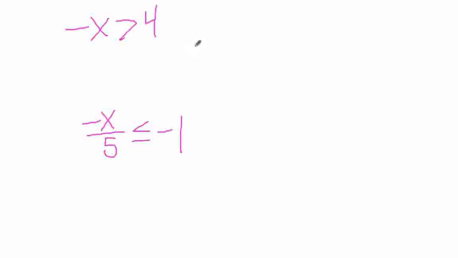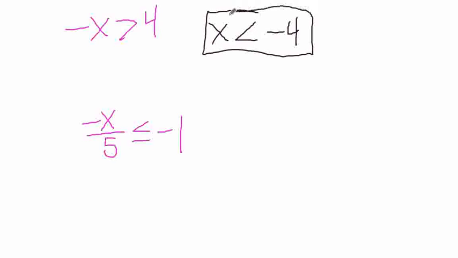For the first one, I would multiply both sides by -1, and then flip the direction of the sign, so that's the answer. For the second one, I would multiply both sides by -5, and then flip the direction of the sign, and so that's the answer.